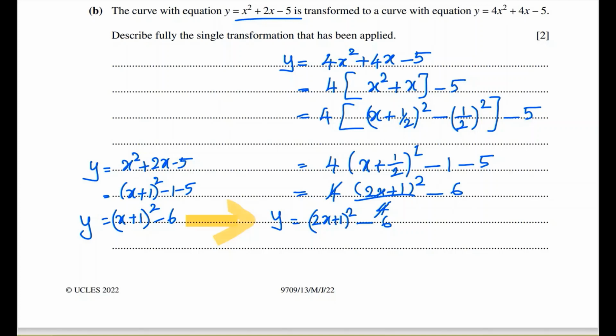So by comparing, we can see there is only a difference in the coefficient of x. All others are the same. So we can say it's a horizontal stretch of a factor 1 over 2. It is a horizontal stretch of factor 1 over 2.